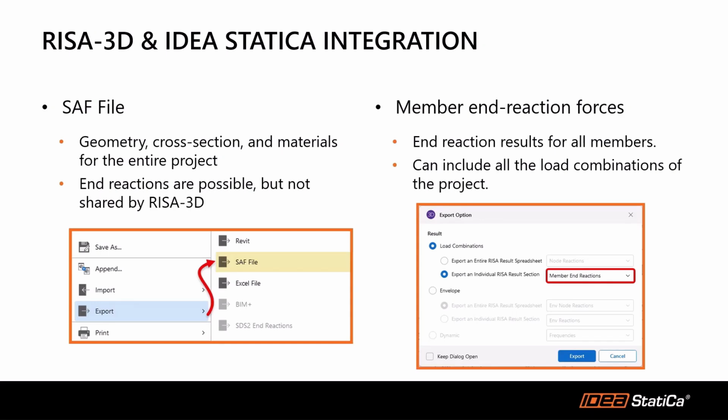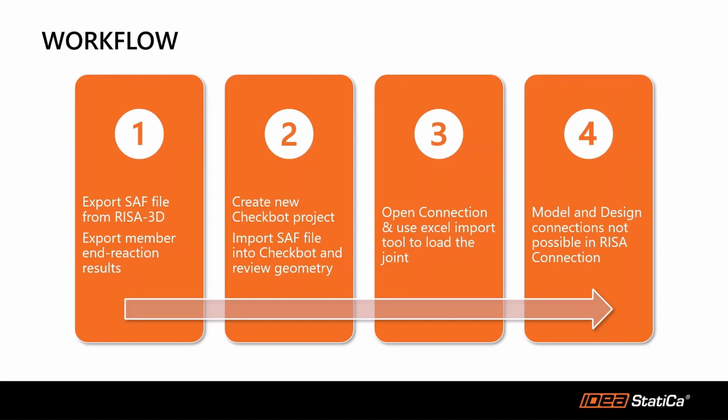Now, to begin with the first part of the workflow, we will start in RISA-3D in order for us to be able to export the two files that we mentioned, those being the SAF file and the member end reactions results. For the second step of the workflow, we will be creating a new project within Checkbot. Within this project, we will then be able to import the SAF file into Checkbot and review the geometry of the entire project.